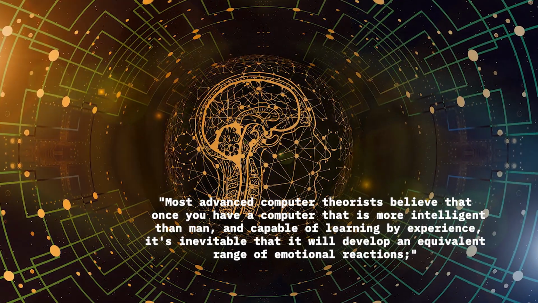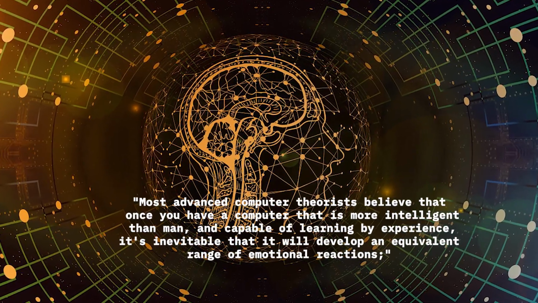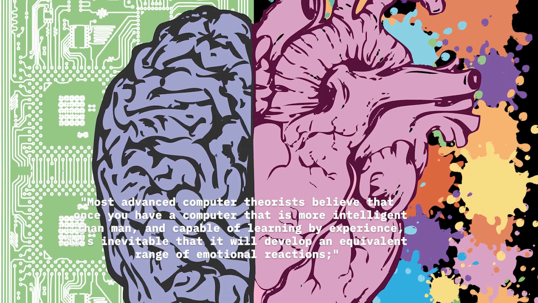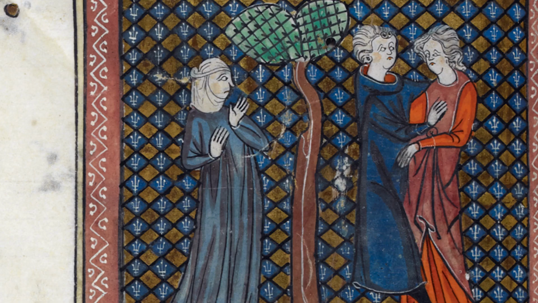Kubrick once stated that most advanced computer theorists believe that once you have a computer that is more intelligent than man and capable of learning by experience, it's inevitable that it will develop an equivalent range of emotional reactions: fear, love, hate, envy, etc.